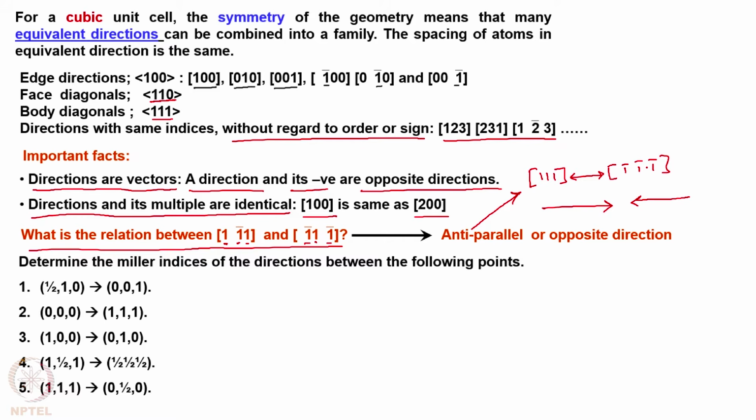So I would like you to practice at home: determine the Miller indices for the direction between the following points. There are 5 such examples I would like you to do yourself.